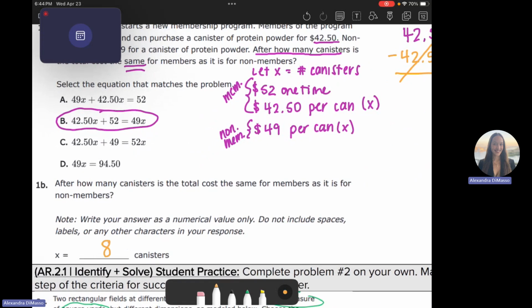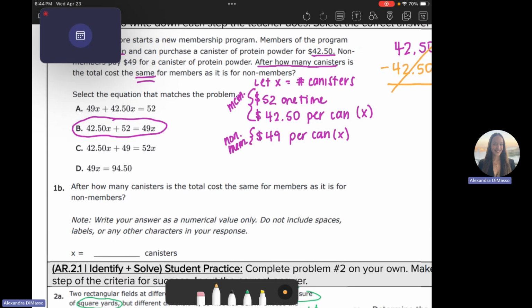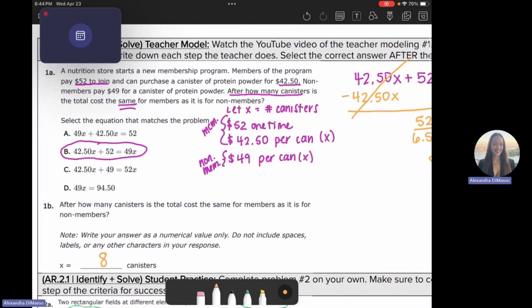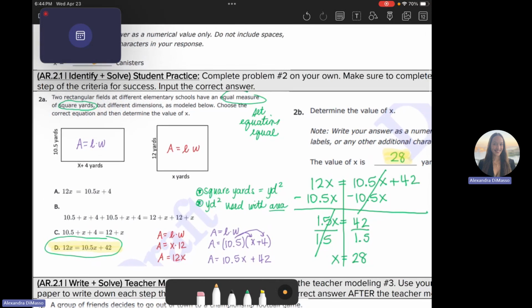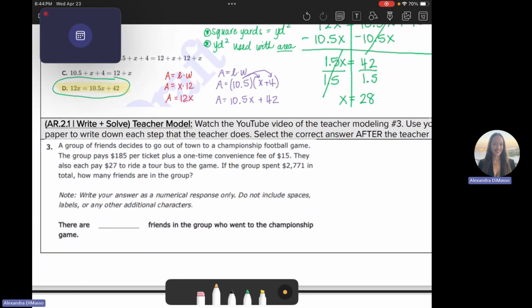After 8 canisters. Okay, now go ahead and pause the video. You are going to try example number 2 on your own, and then come back to the video and check your work. Your answer for number 2 should be letter D as the correct equation, and then your X value is equal to 28. Okay, next problem. Number 3.